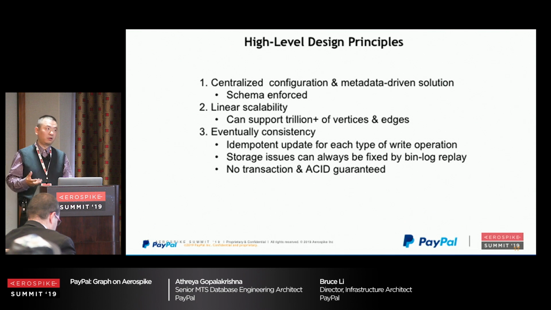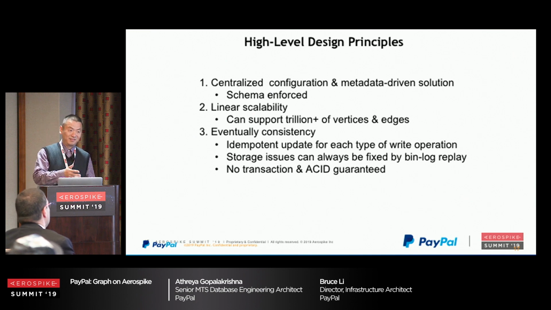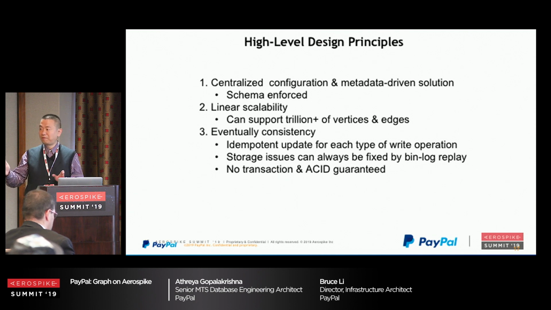So our data recovery strategy will be very simple. In case Aerospike crashes or there is data loss caused by the cluster, right? We just replay the graph bin log, which is a mutation log, and the data should be recovered, should be fixed.